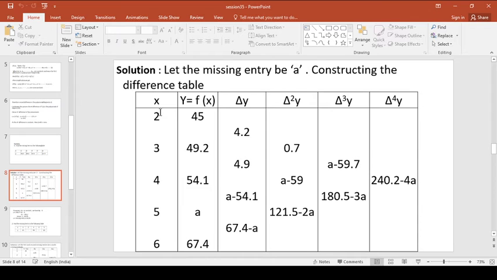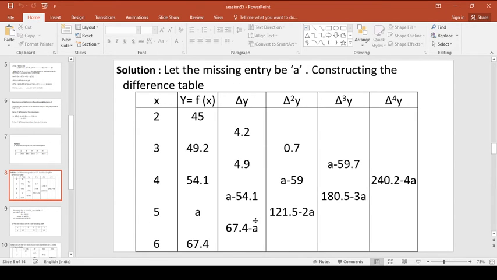table. In the first column we write the x values, and in the second column the corresponding y values, and then we calculate the first forward difference. The first forward difference is the difference of these two terms, that is 49.2 minus 45 gives 4.2, and 54.1 minus 49.2 gives 4.9, and the difference of A and 54.1 we can write as A minus 54.1, and the difference of 67.4 and A gives 67.4 minus A.